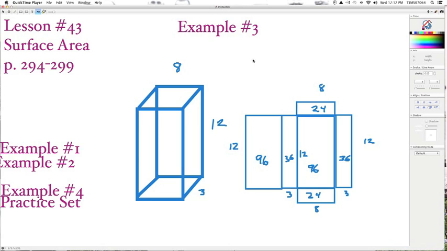So this is what we have, 96 times 2 plus 36 times 2 plus 24 times 2.